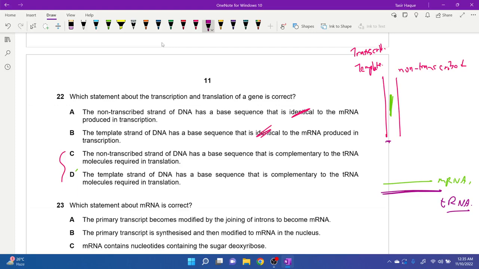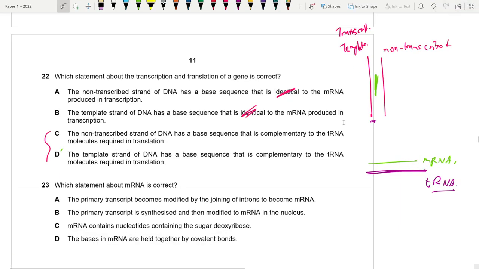That is why, take a look at this. This is very important. Initially, we had the template strand. It was transcribed to form mRNA. Then from the mRNA, we got the tRNA, required in translation, essentially. So for question 22, A and B are wrong because identical isn't a proper option. It's just that in C and D, you need to understand the correct answer from here. Okay, it's a bit tricky.